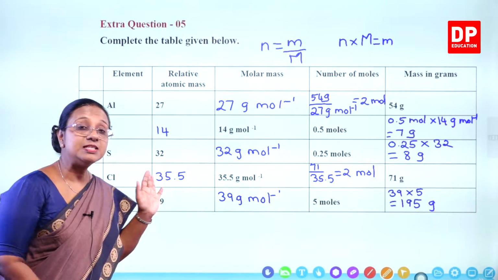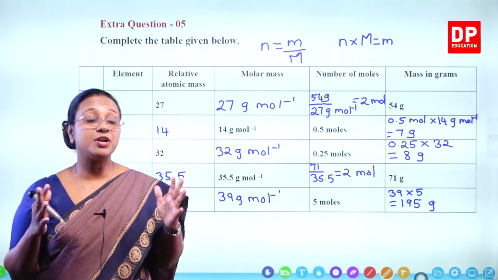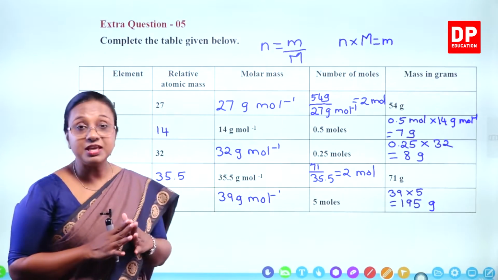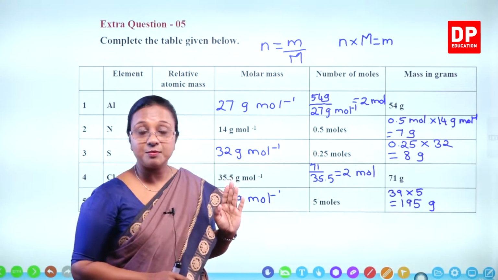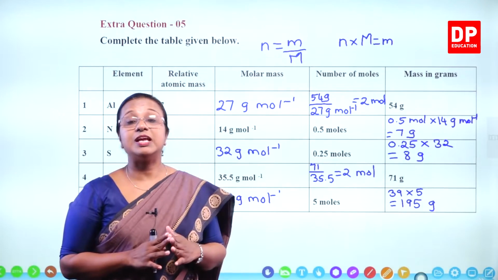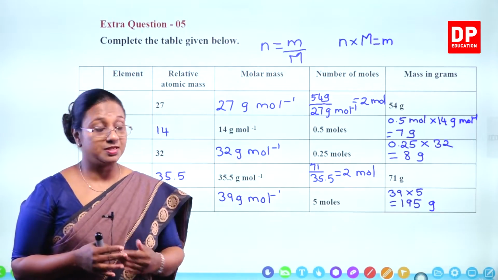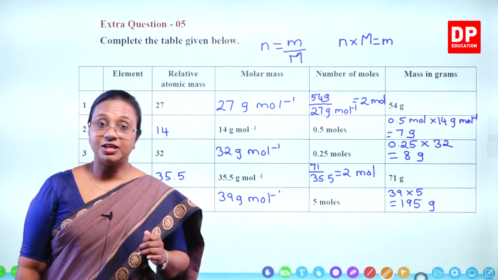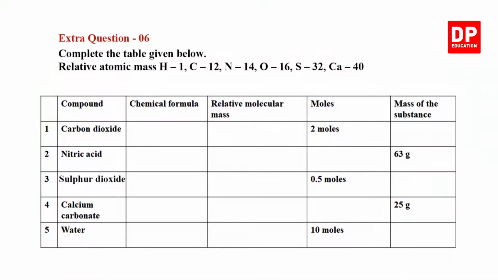Now, do you all understand how you will need to modify the equation? Modify in the sense you have to rearrange. If you are given the mass and molar mass, you find the number of moles. If you are given the number of moles and you know the molar mass, then you can find the mass of the substance. Those are the calculations. So with that, I will move on to the next question.